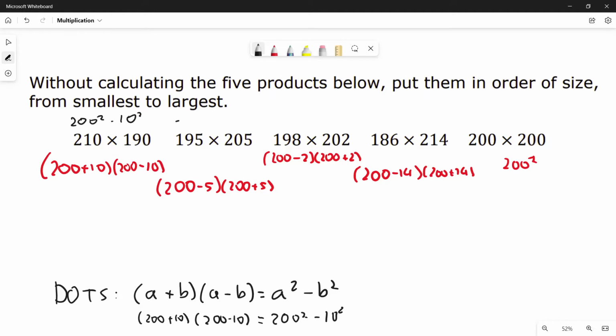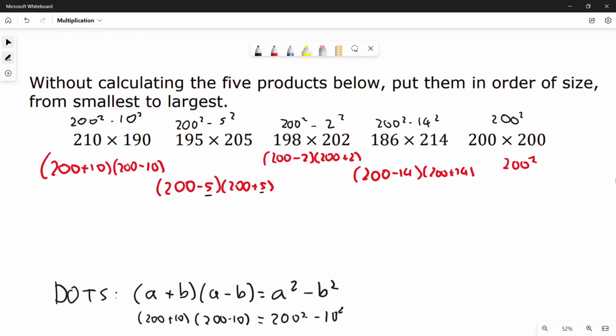The next one we can write as 200 squared minus 5 squared. This one is 200 squared minus 2 squared, 200 squared minus 14 squared, and 200 squared. Now we can see how this can help us put them in order of size, because we're just going to see how much we are taking away from 200.